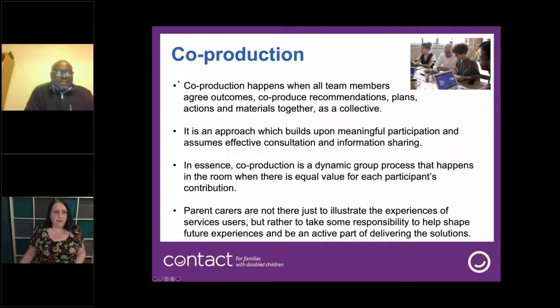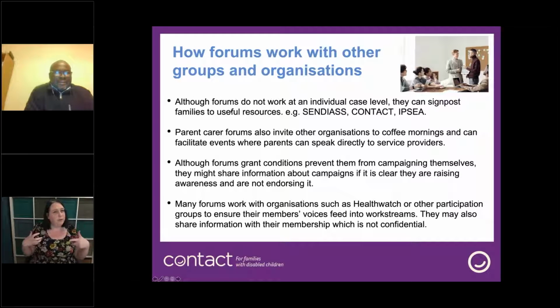So I'm just going to hopefully move the slide on. I'm going to talk a little bit about how forums work with other organisations and groups. We mentioned the lovely SENDIA service. Forums don't do that individual work, as we said, but they will signpost you. They will signpost you to SENDIA, to contact, local charities, and local organisations that can support you.